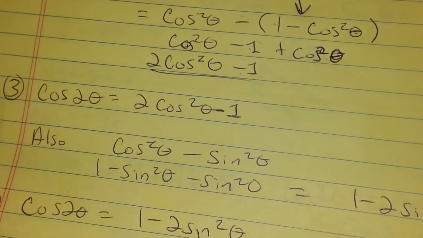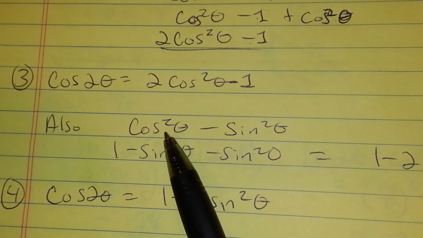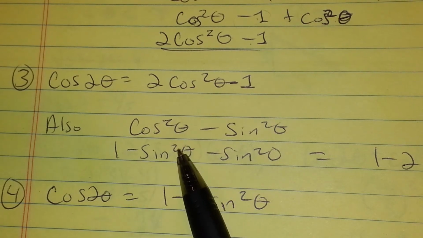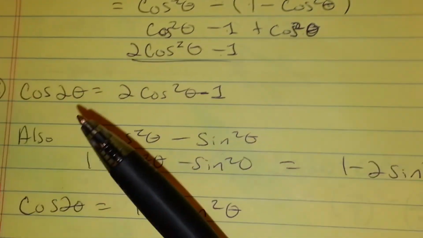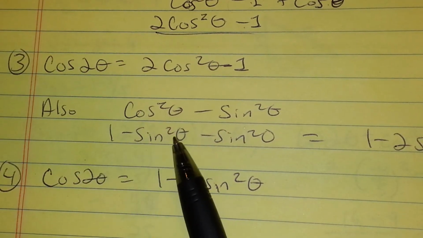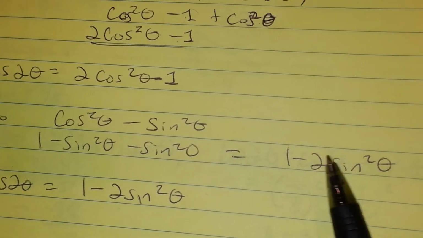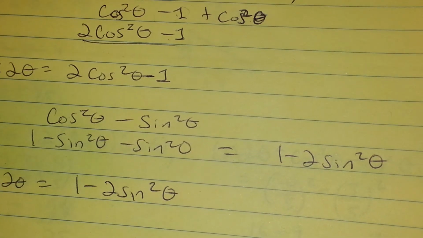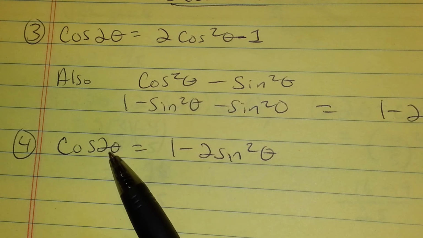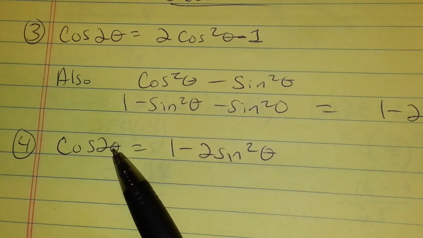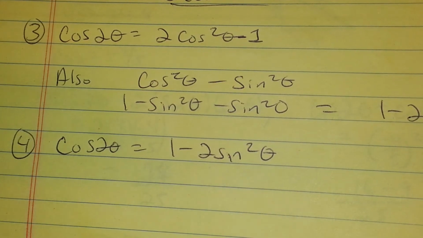So down here, I substituted for cosine squared theta 1 minus sine squared theta. So move the sine squared theta over here: 1 minus sine squared theta minus sine squared theta equals 1 minus 2 sine squared theta. Hopefully you can follow along with that. It's not too hard. So here's our fourth double angle formula: cosine 2 theta equals 1 minus 2 sine squared theta.